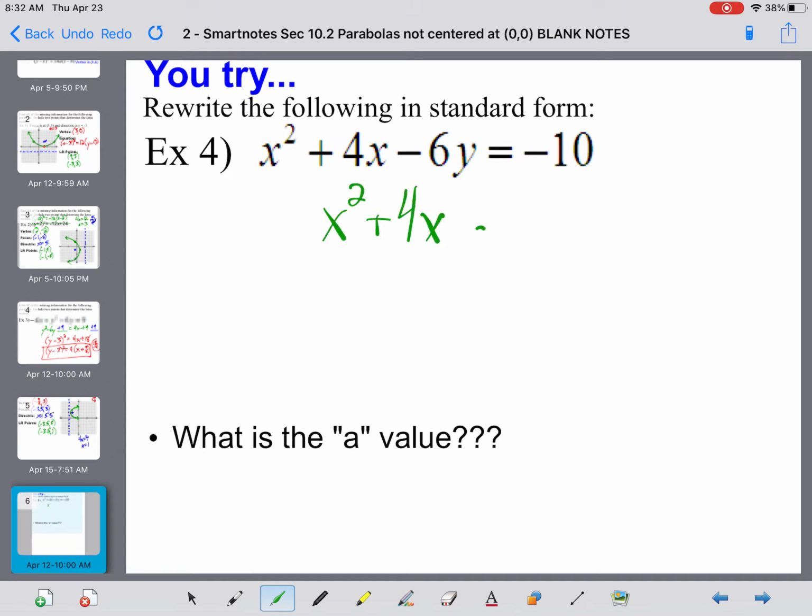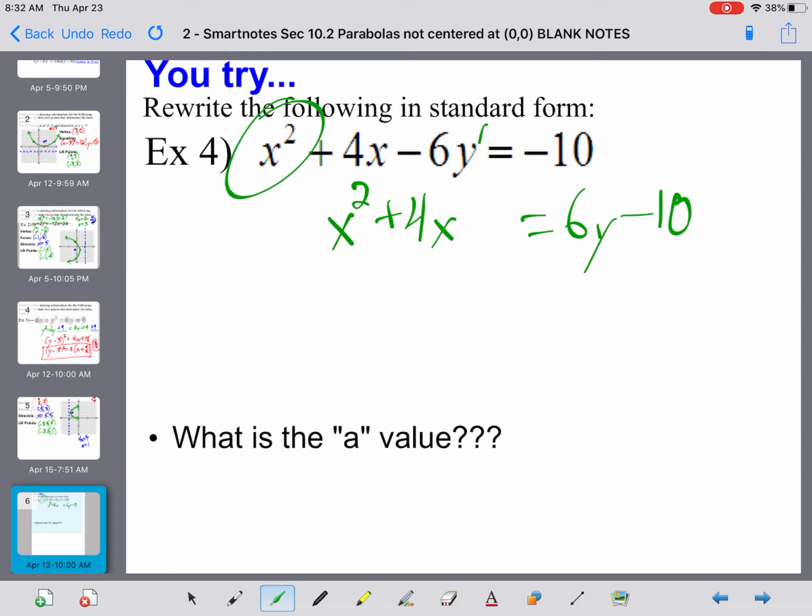All right, so hopefully you paused the video and tried it. First step here is to get the 6y out of there, add it to the other side. And by the way, today we're only doing parabolas, but pretty soon you should be able to recognize, because I see x squared and I see y to the first, only one squared variable, I know it's a parabola. Okay.